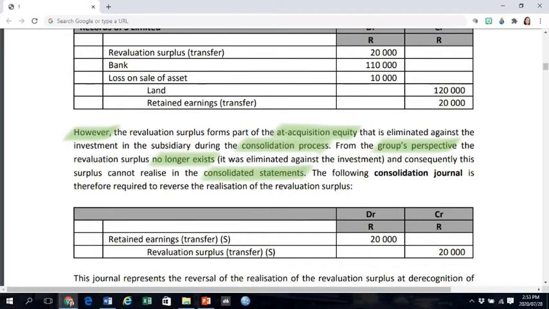But the trial balance of the subsidiary, being my starting point for the group numbers, shows this realization and the effect thereof. So the following consolidation journal entry is necessary to reverse this realization. And that would be a debit to retained earnings and a credit to the revaluation surplus. So you are ultimately reversing the realization that was processed by S.